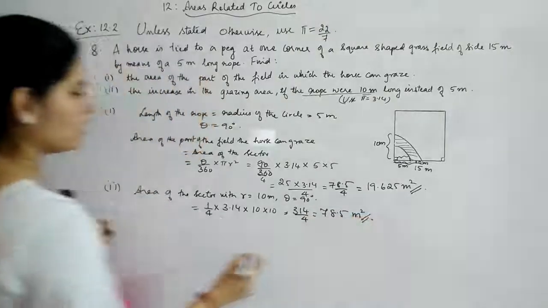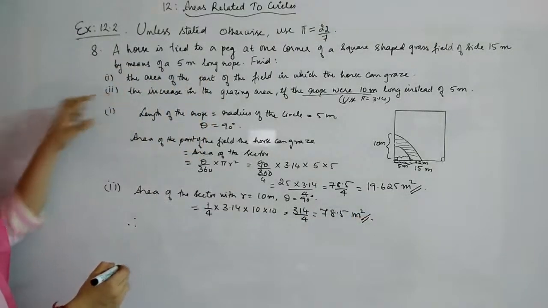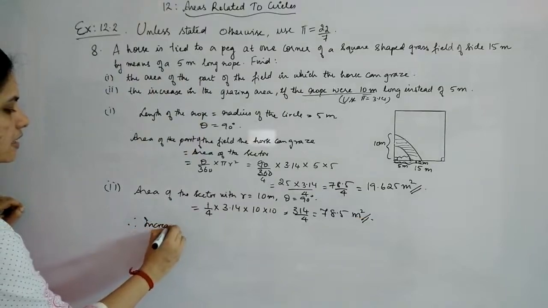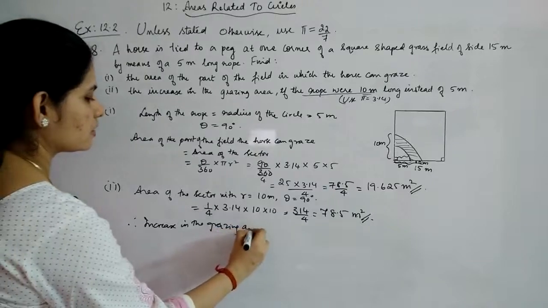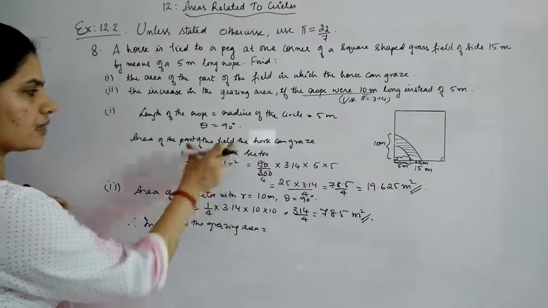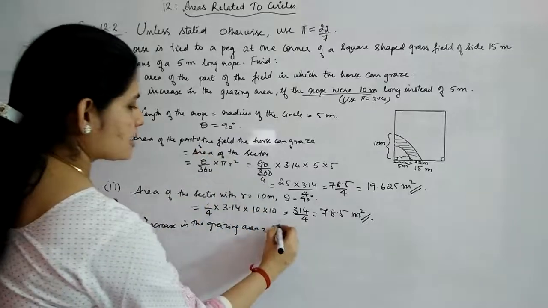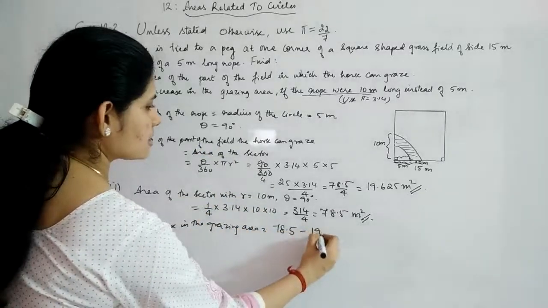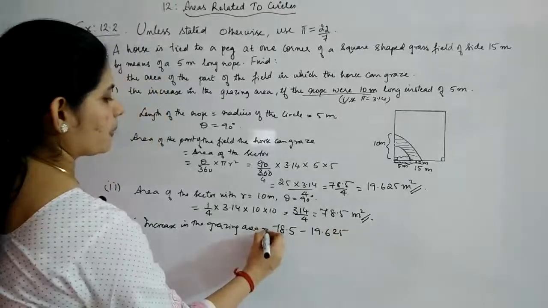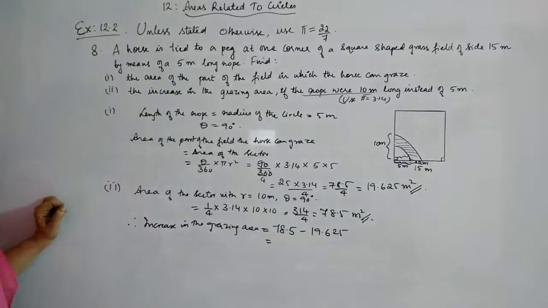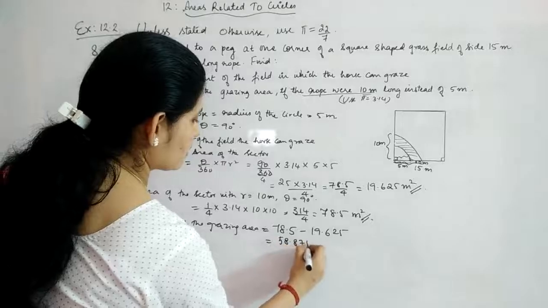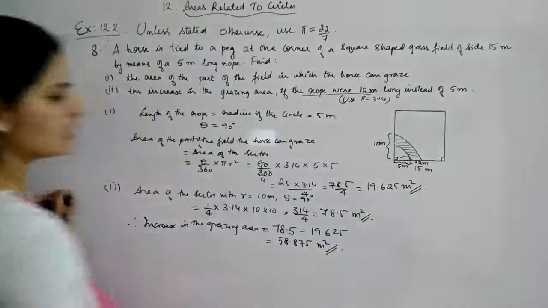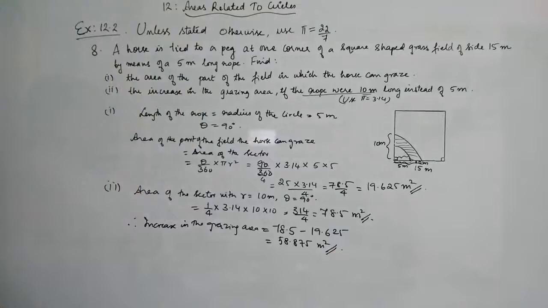Now what do you want? The increase in the grazing area. So what will be the increase in the grazing area? Increase in the grazing area will be equal to the area of this sector minus the area of the smaller sector. That means 78.5 minus 19.625, which will give you 58.875. 58.875 meter square is the increase in the grazing area.